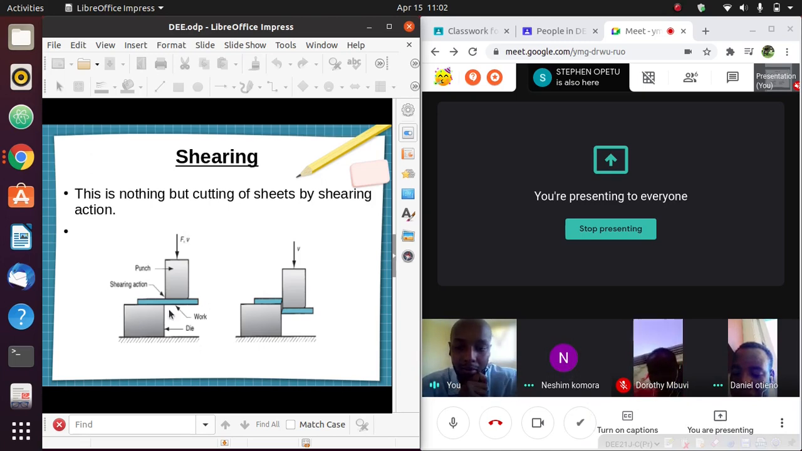So you can do the same by putting a piece of metal on top of a die and applying a force on a punch ama a ram ama a die, and that metal will be torn ama itakatika through the shearing process. That is just a very simple explanation ya shearing, unakata chuma.